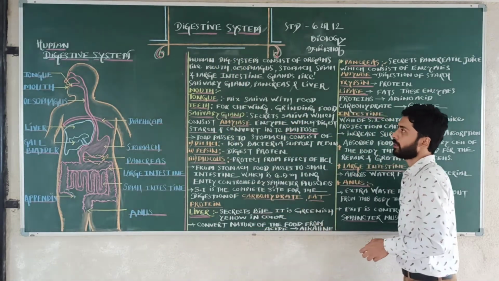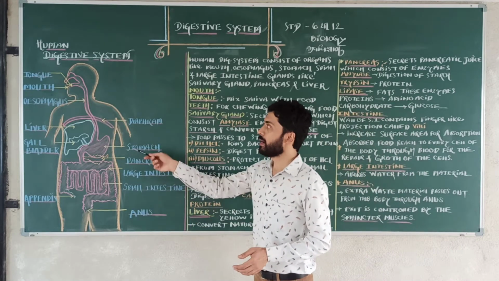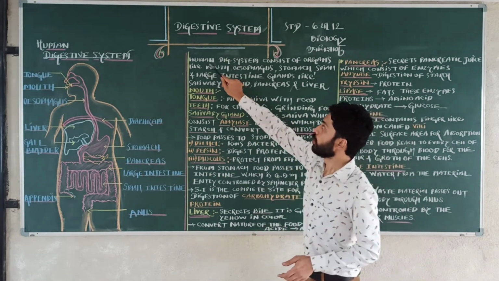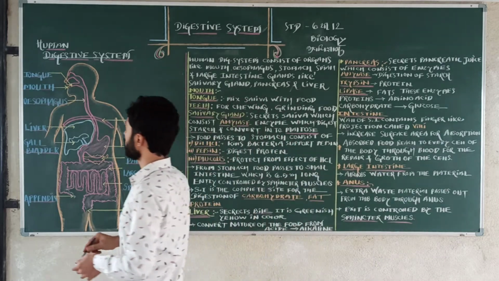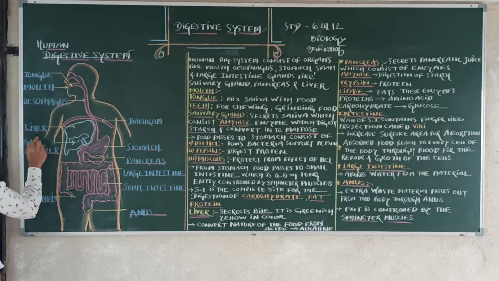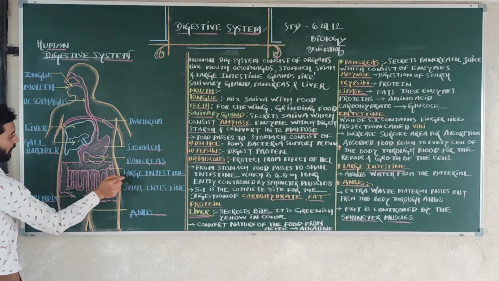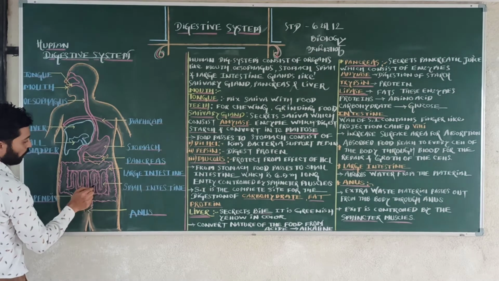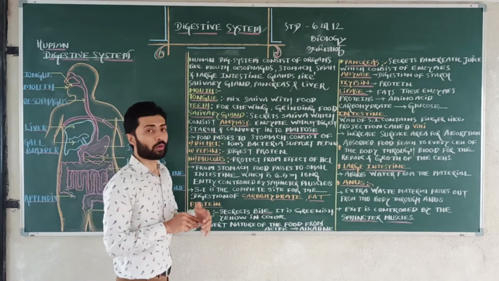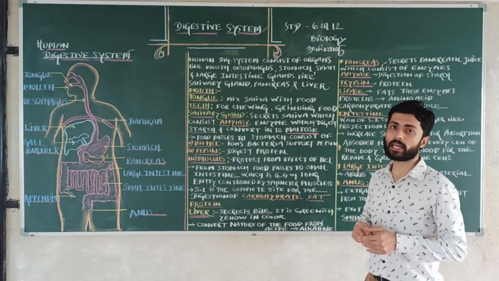To understand and to write the answer on this system, first of all we have to draw a neat and clean labeled diagram of the human digestive system. Now let's see the answer. The human digestive system consists of organs and glands like mouth, esophagus, liver, gallbladder, stomach, pancreas, large intestine, small intestine and anus. So in the answer, in the first point, we have to write the names of all the organs and all the glands included in the human digestive system.